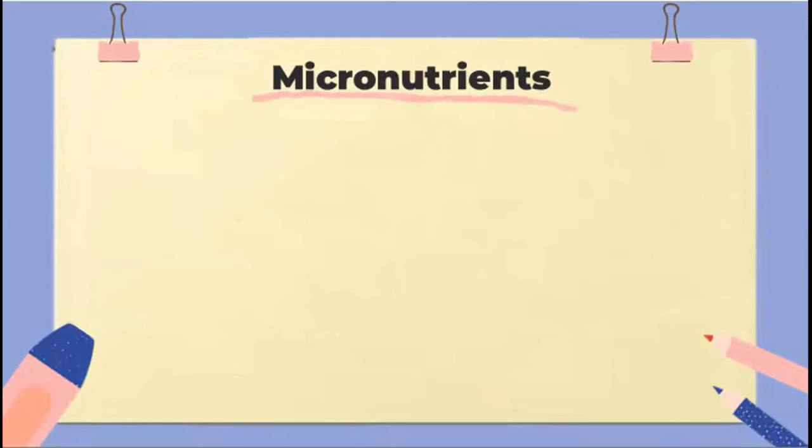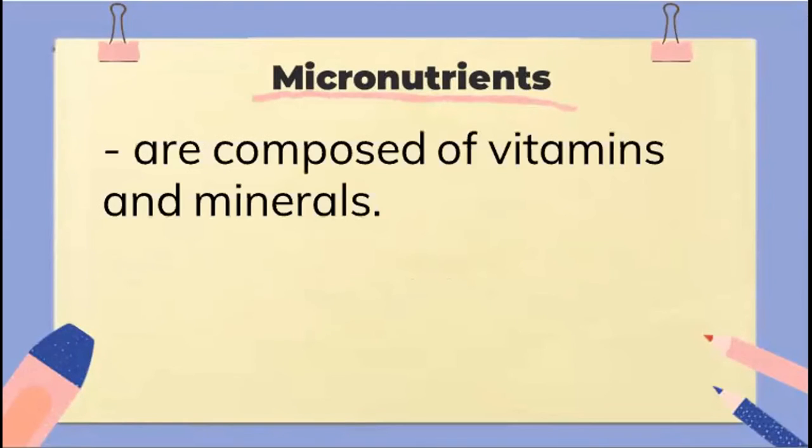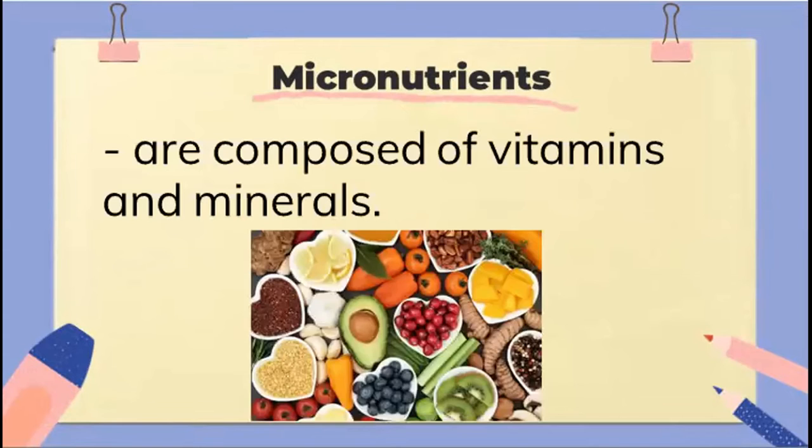And now let's have the micronutrients. These are composed of vitamins and minerals. They are called micronutrients because we need them in small quantities. Again, just like the macronutrients, from the word micro, which means small, so you have a technique to remember easily. Macro is big and micro is small. By knowing all of these, it can help you in planning your meals to have a balanced diet.